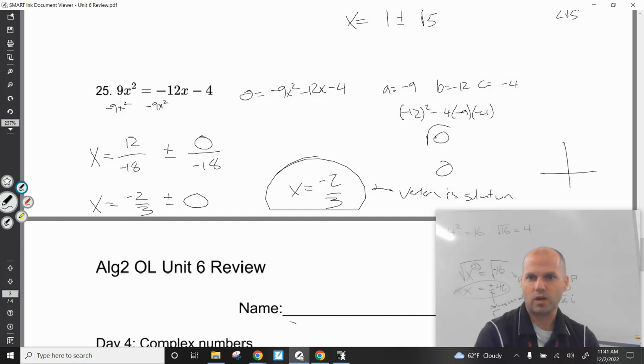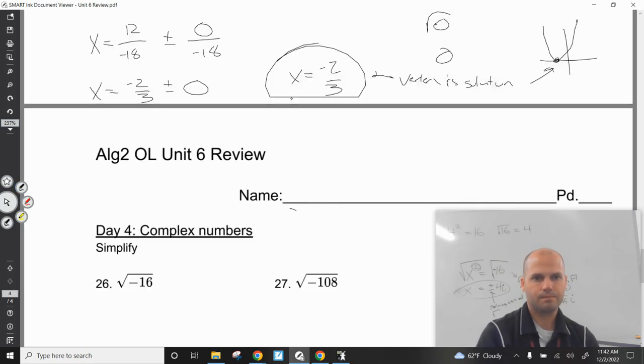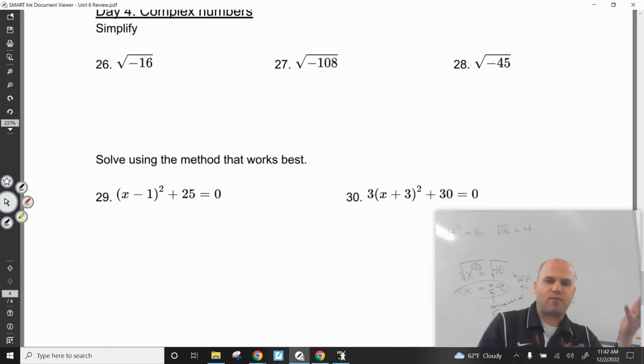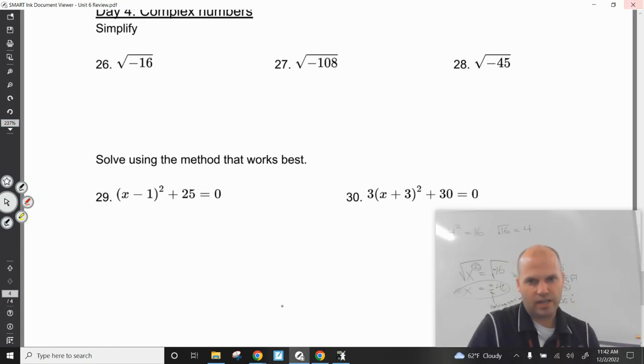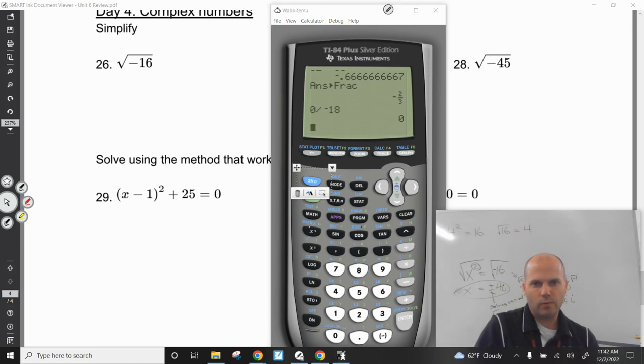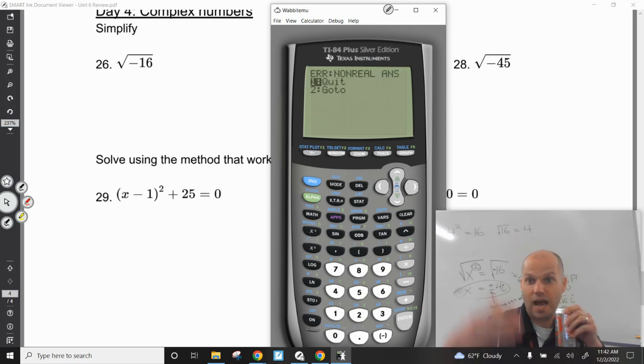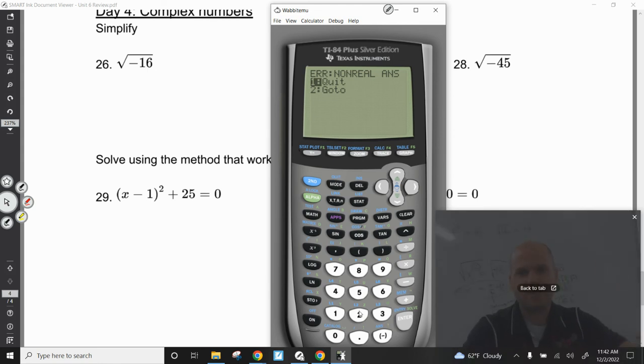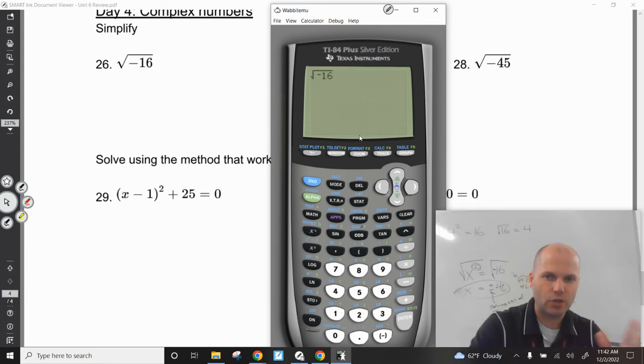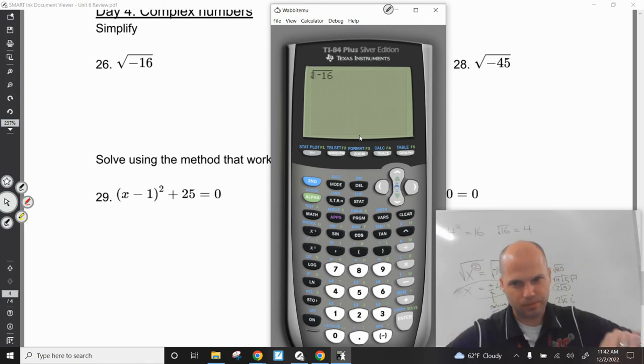Remember when we graph these quadratics and sometimes they would just go like that? That's this situation. We move into day 4 and all of a sudden we have these square roots of negatives, and we freak out because I am not allowed to take the square root of a negative. It's not real. That's because it's imaginary. You can't do it, but it is a solution.